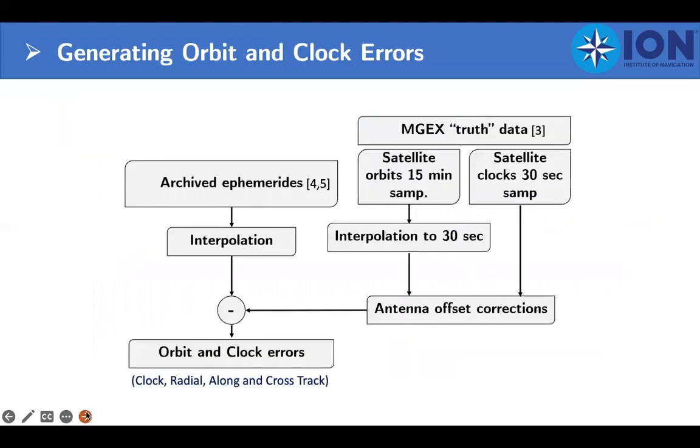So how do we generate those orbit and clock errors? Well, we use a truth data from the international GNSS stations, to which we apply a few modifications to make it match to our archived ephemeris, which is what the receiver will see. And so we make the difference between those two data sets and obtain our orbit and clock errors in the radial, along, and cross track.